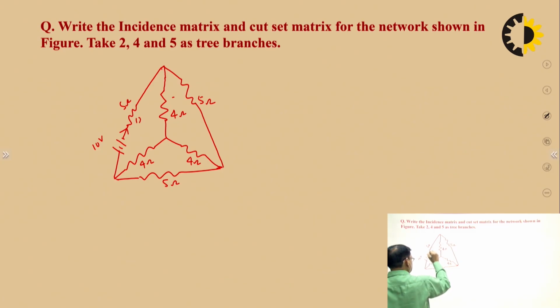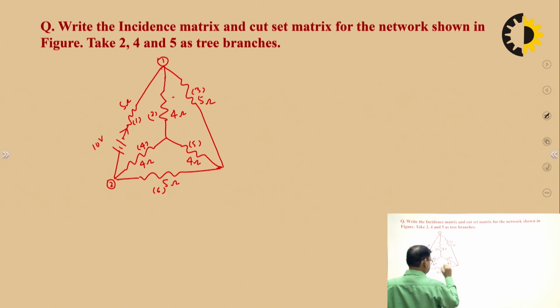So this is branch number 1, this is branch number 2, and this is branch number 3, this one is branch number 3, this is branch number 4, branch number 5, and this is branch number 6, and these are the nodes: node 1, then this is node 2, node 3, and node 4.